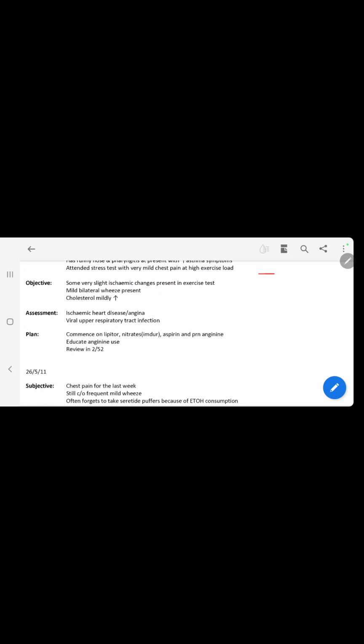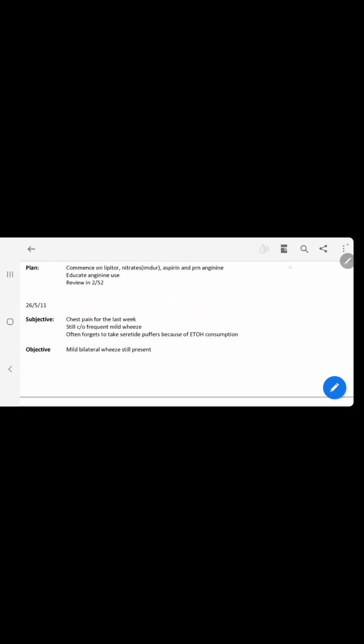We can see he is still having occasional chest pain, worsening of asthma. On the exercise test, we have ischemic changes present. Bilateral V is there, cholesterol increased, and we are suspecting ischemic heart disease or upper respiratory tract infection. In that regard, at that time, you managed the patient with these medicines as required, angina, and after 2 weeks, you called to see the patient again.